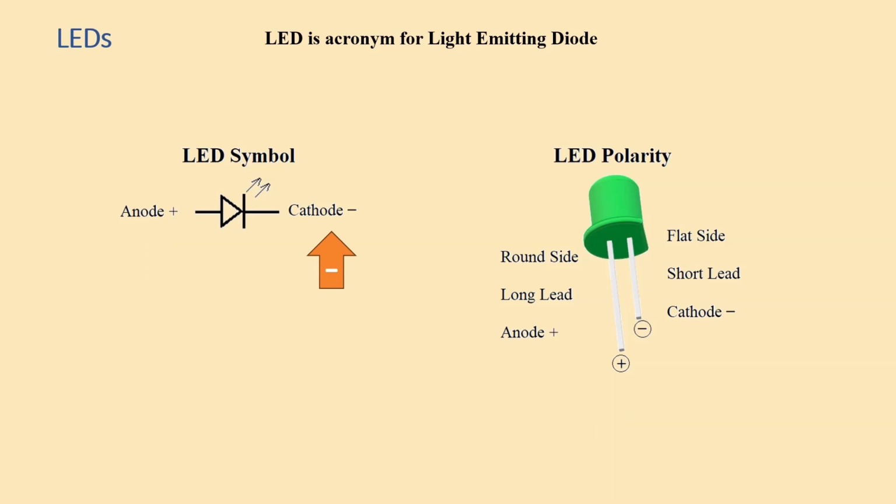Then, if you want to make a connection to the cathode, you know it is the lead on the flat side of the LED, or the short lead on the cathode side if the leads have not been trimmed yet.